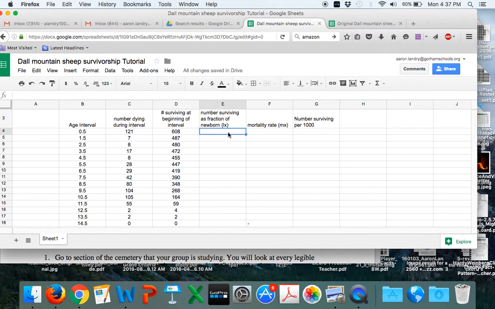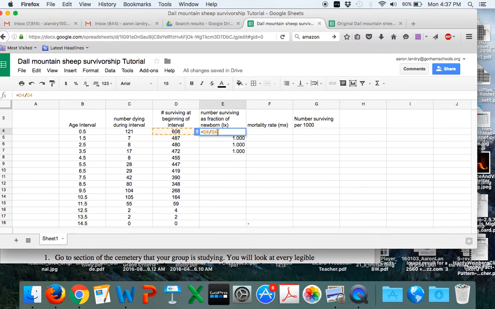Okay, so number surviving as a fraction of the newborn. It's going to be this number divided by this number. So we go equals this divided by this. Now, if we keep doing this, what's going to happen is we are going to get the same thing. We don't want that. We always want this one to be divided by this one.